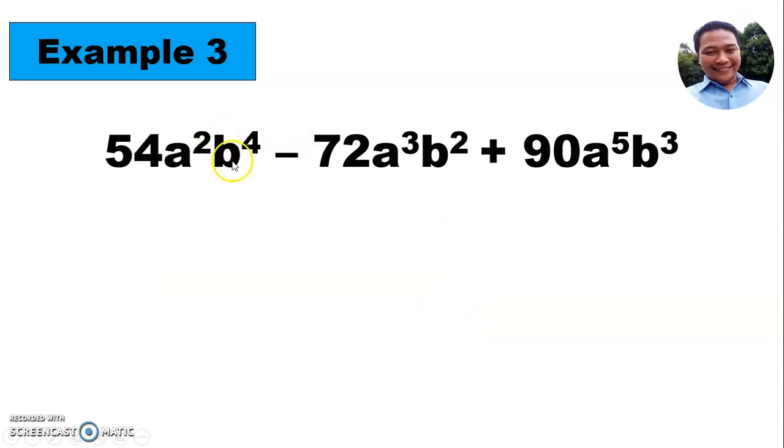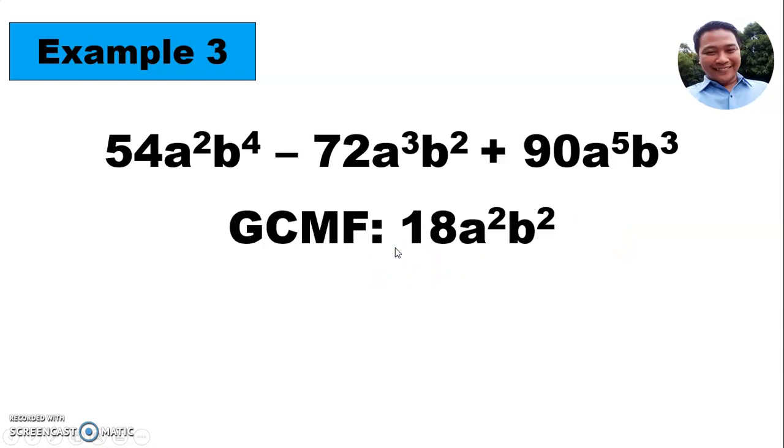54a squared b raised to the 4th power minus 72a cubed b squared plus 90a raised to the 5th power b cubed. What is the greatest common monomial factor? Very good. 18a squared b squared. So we factor the greatest common monomial factor, which is 18a squared b squared. Then divide each term by the greatest common monomial factor.